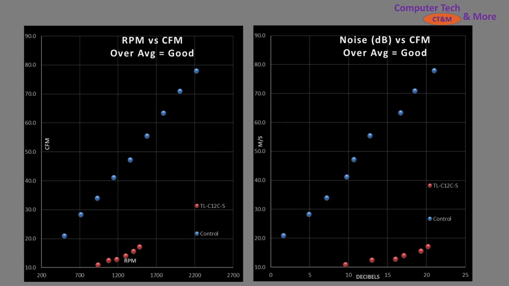Now into CFM testing. This is my least favorite test because it's basically scientific testing. So it doesn't actually get you any viable information for normal case usage.